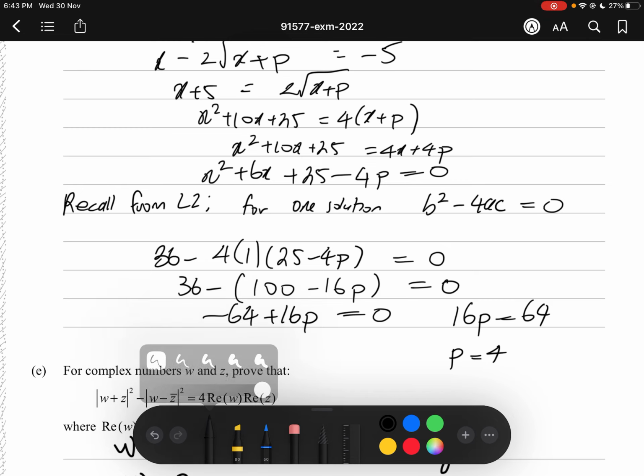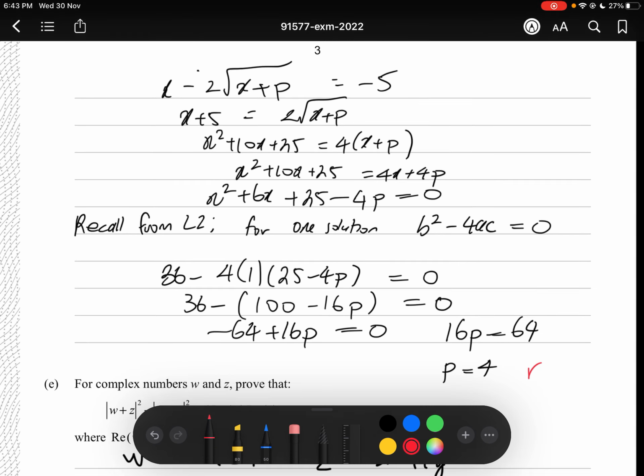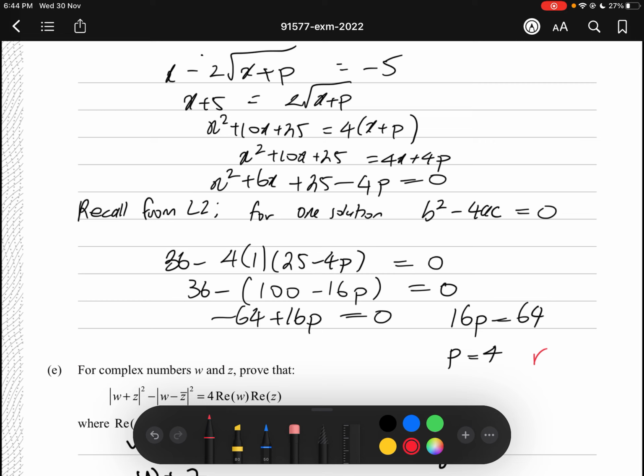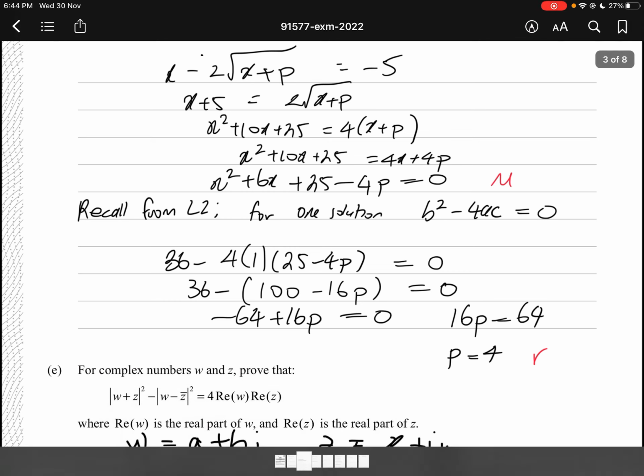And you'll find that the solution is x equals negative 3, I believe it was. So if you solve backwards to find what x is, if p is 4, then you should get x is negative 3, if I'm not mistaken. And this will be a merit level question, with a merit for finding the correct p-value. If you want to get an achieved level grade, if you can get up to this quadratic part, so x squared plus 6x plus 25 minus 4p equals 0, that should be sufficient basis for the achieved grade there.